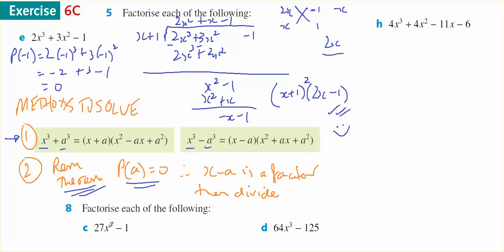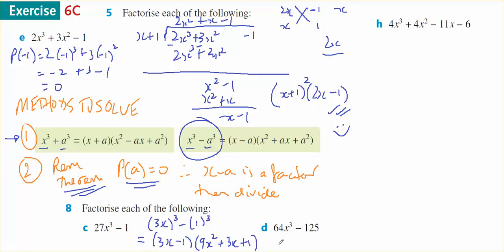If I look at question 8c, I actually have 3x all cubed minus 1 cubed, and I can use this rule. So it's going to equal 3x minus 1, and then 3x squared is 9x squared, plus 3x times x is plus 3x, then plus -1 squared is plus 1.